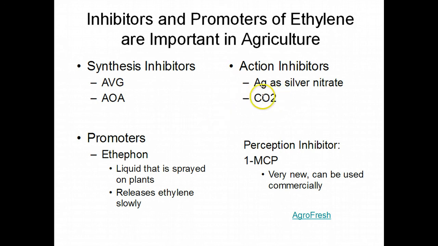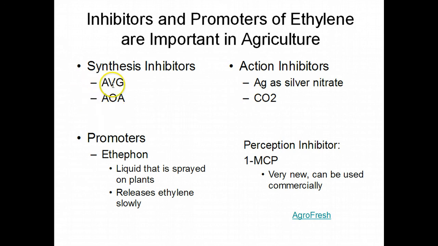CO2, we can use CO2 in the supermarket. If you buy corn, where you buy the corn that's in the little tray that's coated with the plastic, that's designed to keep a certain CO2 level inside the plastic and an O2 level down, so you can control the respiration rate. So that's why you're paying so much more for that corn. They're extending the shelf life of that sweet corn.